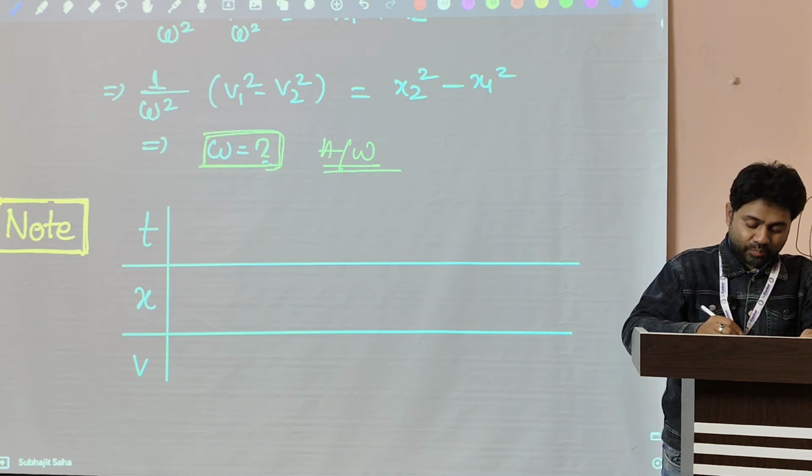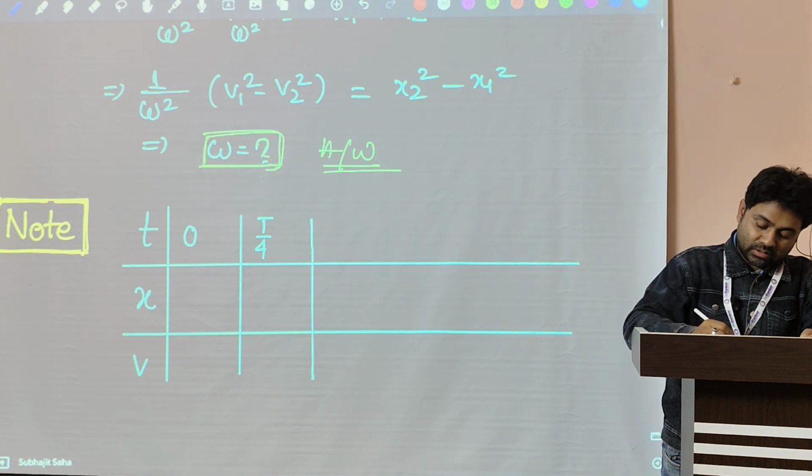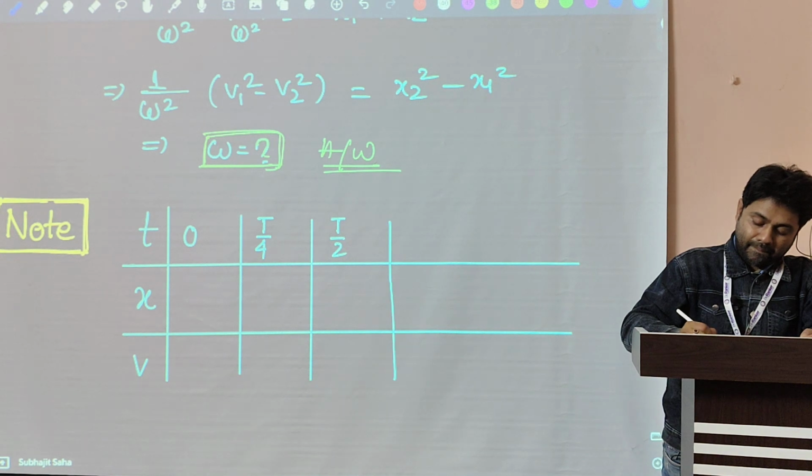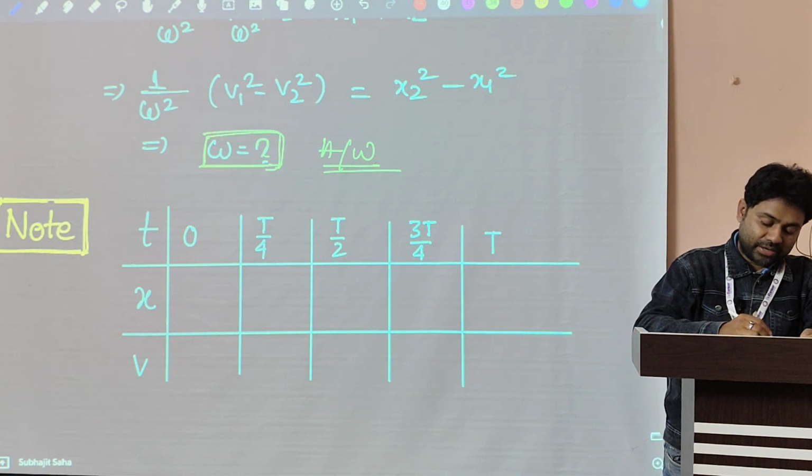We will take these time points: t equal to 0, t equal to capital T by 4, that is time period by 4, 1/4 of the time period, half time period T by 2, 3T by 4, three quarters of the time period, and the full time period. What happens at the ends of these time periods?